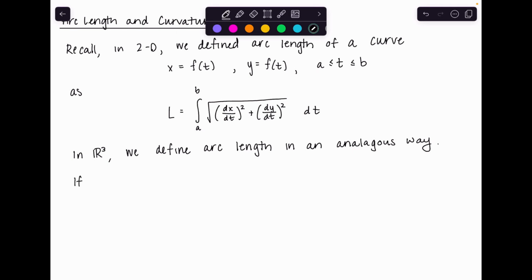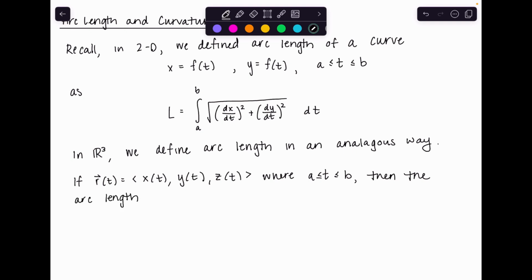So if we have the vector function r of t given by the triple x of t, y of t, z of t, where again our t is going to vary between some set values, say a and b, then we define the arc length of the curve from t equals a to t equals b as the following.